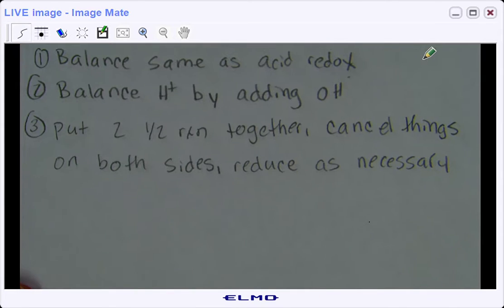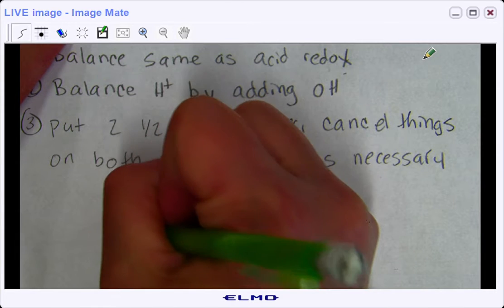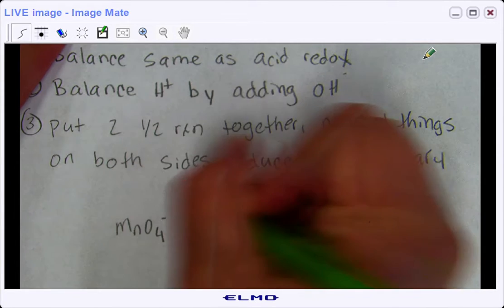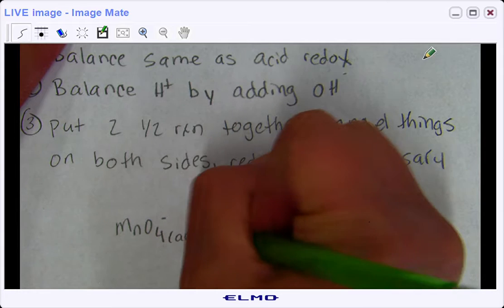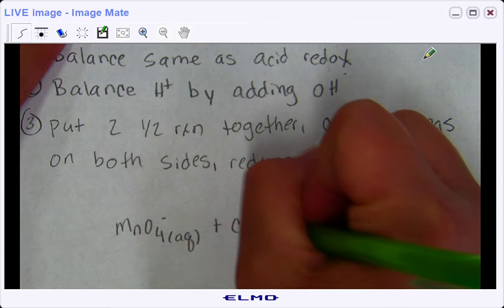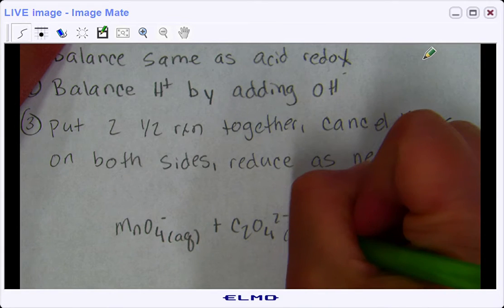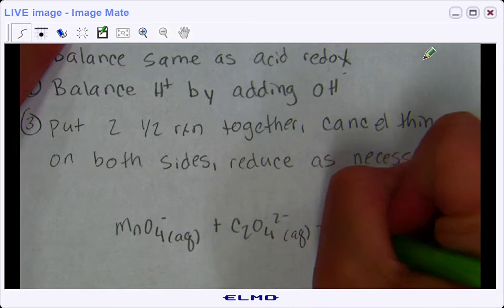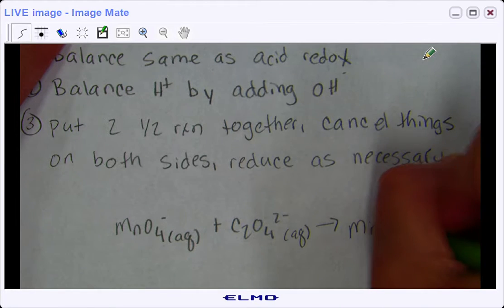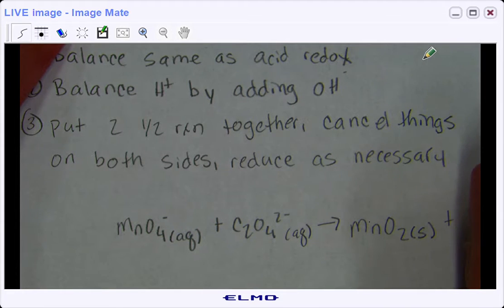Okay, so let's look at this example, and we're going to use permanganate ion again. This is a pretty common ion to use. Plus C2O4 2 minus, which is our oxalate ion. And this is going to give us MnO2 and carbonate.